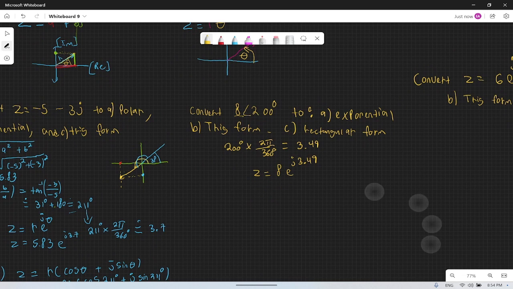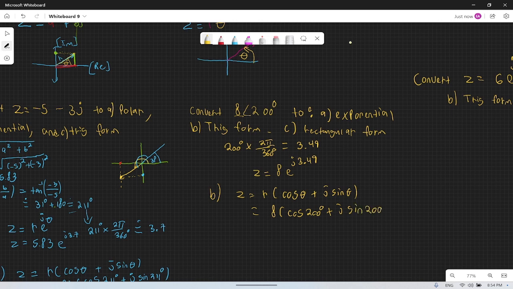Now we want to convert this to trig form. So our trig form is z equals r (lowercase r) cos theta plus j sine theta. We already have our r, which is 8, and we have our angle, so it's 8 cos 200 degrees plus j sine 200 degrees.